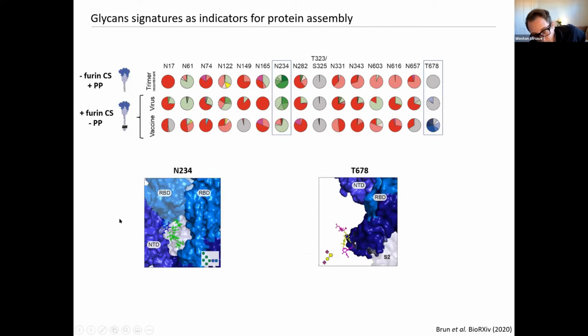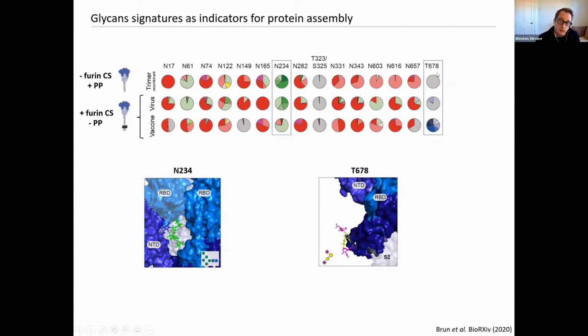And the reason that this is important is the position of these glycans. So the N-glycan at N234 sits in a pocket that's created by two neighboring RBDs, as well as the N-terminal domain. So this is a Man5 glycan that's modeled in here. So what we think is happening is this glycan is not being processed on these stable trimers because it's sitting in here and it's not accessible to the ER and Golgi mannosidases. So it won't get trimmed and will be maintained in its oligomannose state.